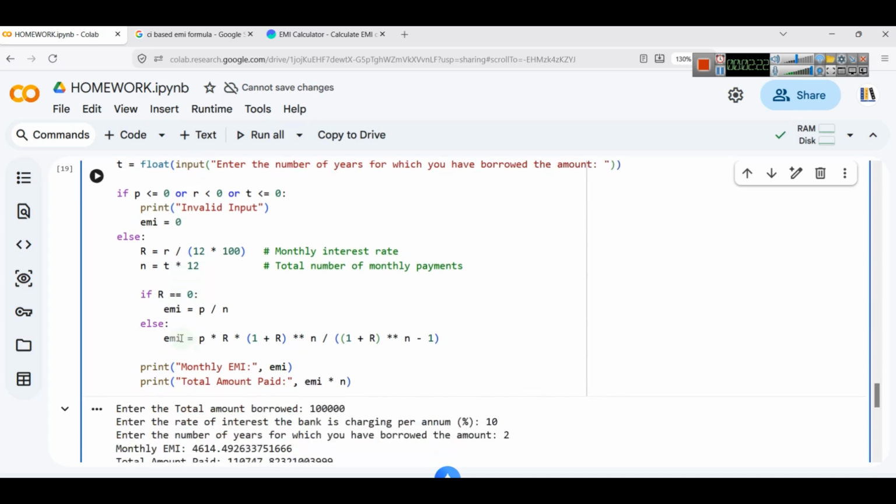If R is 0, that is your monthly interest rate that is calculated by this formula, if it is 0, the EMI formula is principal divided by N, whatever principal is there, because you are not charging monthly interest rate, so simply it will become P by N, total amount divided by total number of months.